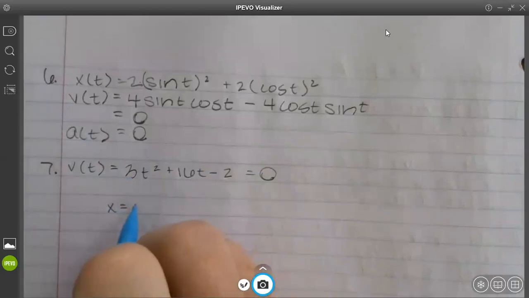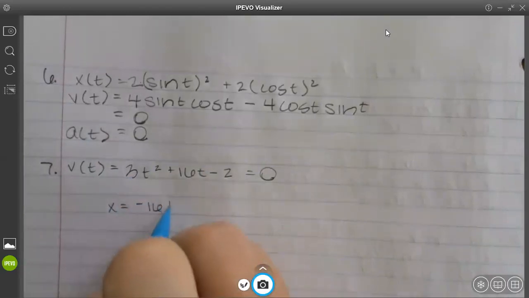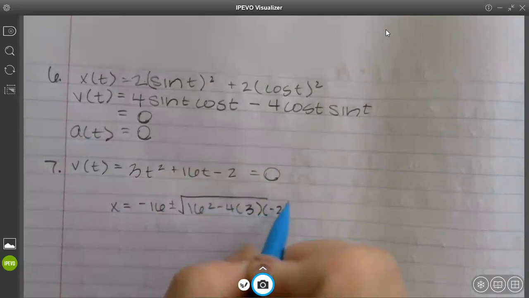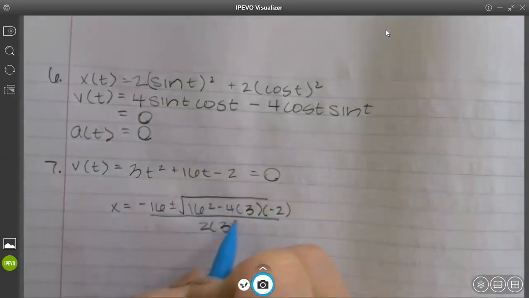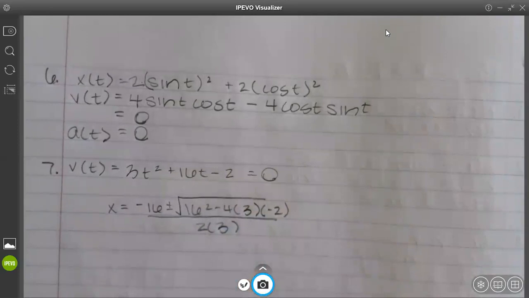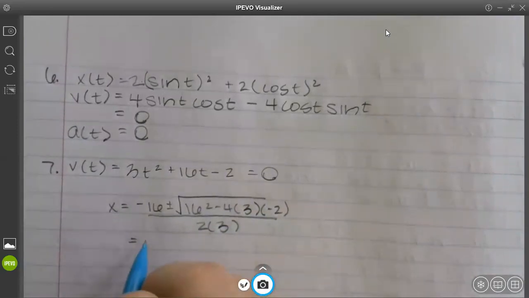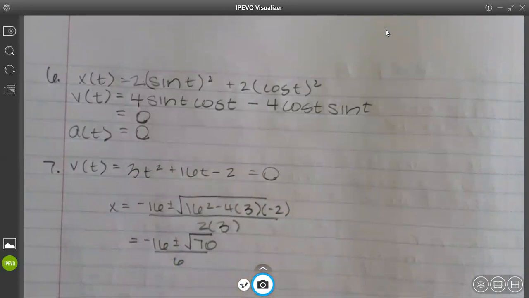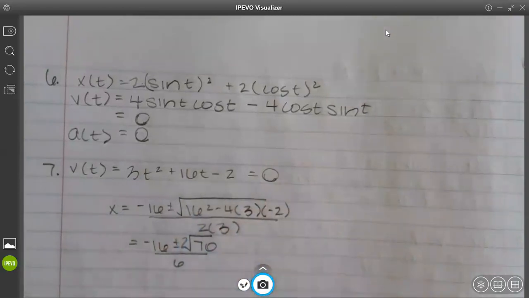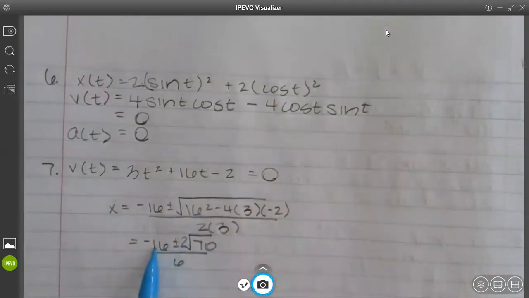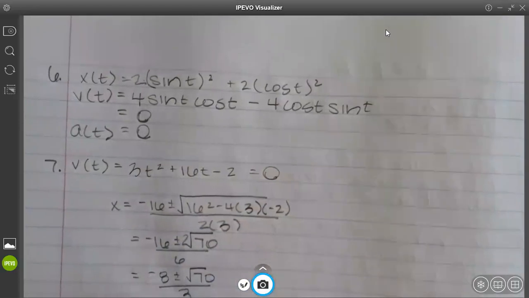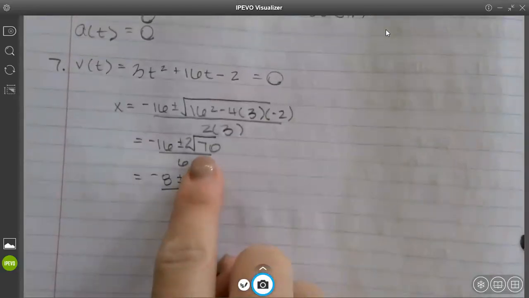x equals negative 16 plus or minus the square root of minus 4. Make sure you have a negative 2, all over 2 times 3. You get negative 16 plus or minus the square root of 70 over 6. I'm sorry, 2 square root of 70 over 6. What do you know about these three numbers? And we get negative 8 plus or minus the square root of 70 over 3. Does everybody know how to get this 2 square root 70?